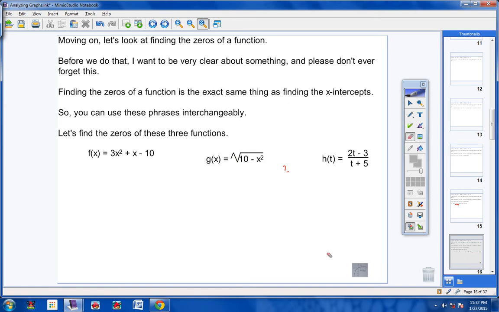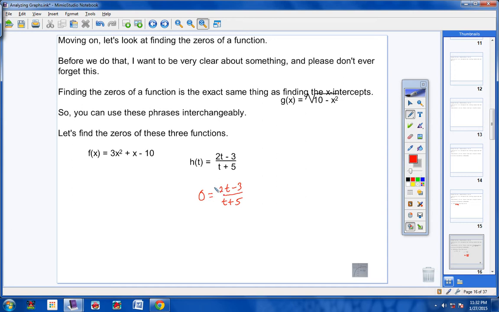Let's find the zeros of this function here. Alright, well, for h of t, we're going to put 0. So 0 equals 2t minus 3 over t plus 5. Okay? Now, pretend, remember students, you can put anything.